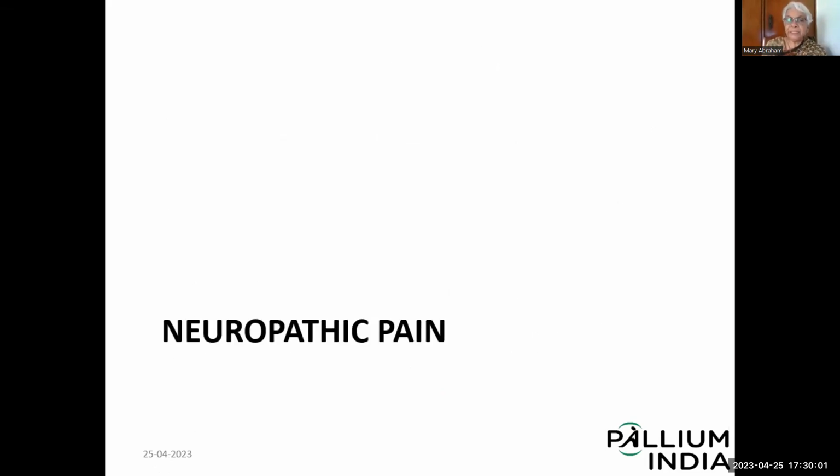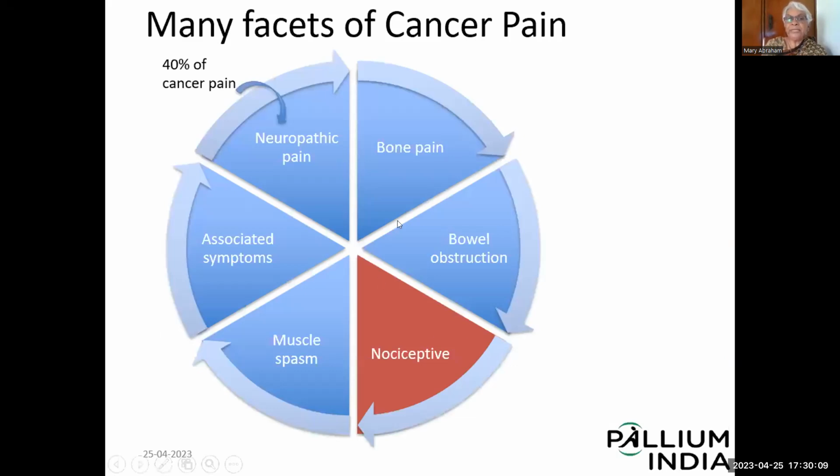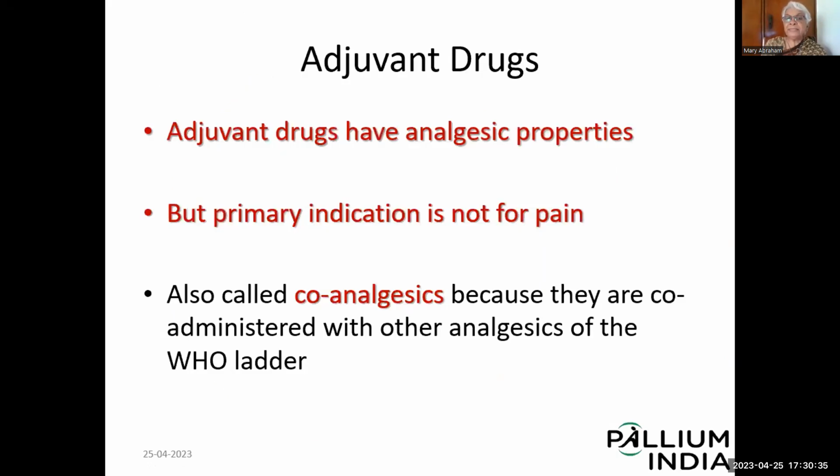Now, let us shift gears and move on to neuropathic pain. That's important to know because I said we have to add adjuvant drugs. So we know that cancer pain can be not only nociceptive, that is because of the tissue damage, it can be because of muscle spasm, it can be because of a neuropathic component or bone pain or bowel obstruction, or there could be other associated symptoms. And neuropathic pain is present in 40% of cancer patients. And that is why you give these adjuvant drugs to treat all these different kinds of pains. So adjuvant drugs have analgesic properties, but the primary indication is not for pain.